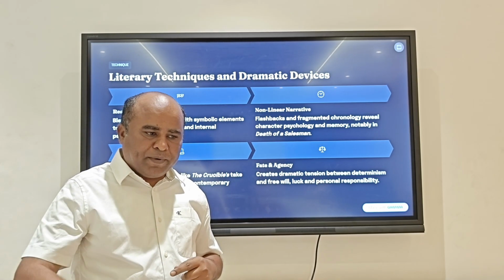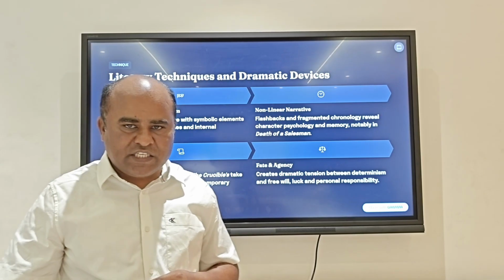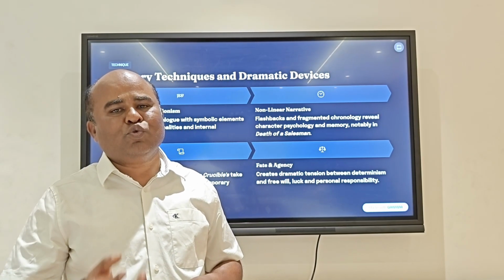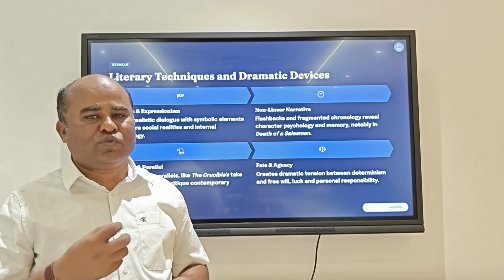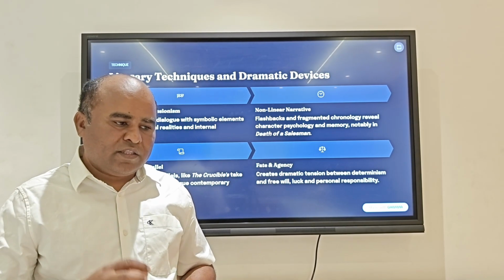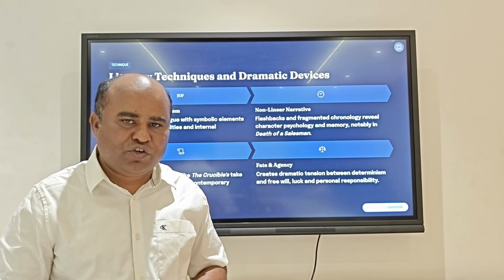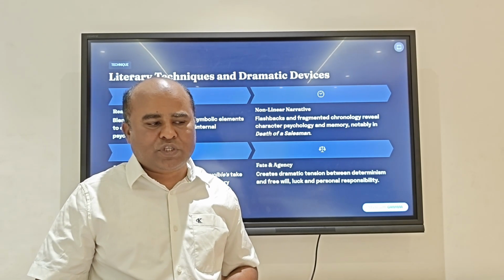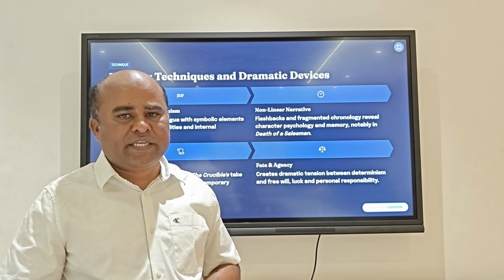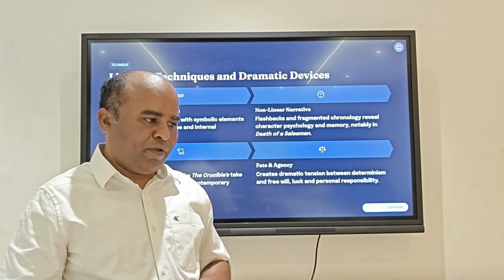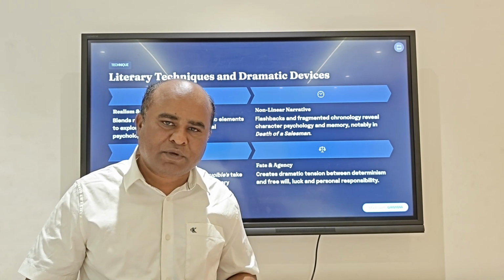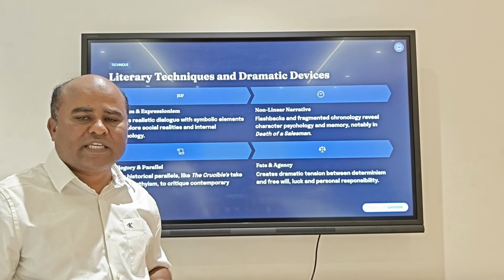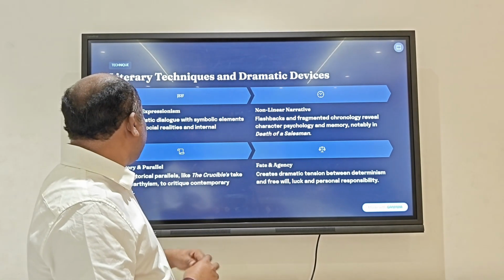But every playwright actually, or every artist actually, tries to enhance the effect by using certain techniques and by using certain devices. The technical mastery of techniques and devices also add a great deal to the armory of any artist. And if you look at the plays written by Arthur Miller, you would see that he has used a certain number of techniques and devices.